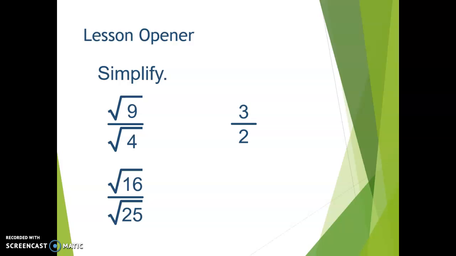What about the square root of 16 over the square root of 25? Hopefully, again, you recognize those perfect squares, and you know that that simplifies to 4 over 5. Try these next two on your own. Pause the video, and then resume when you're ready to check your work.